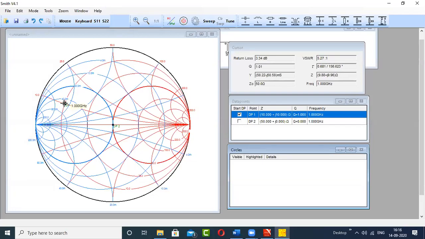Another can be: you can start moving from the load, go to the lower intersection, and from here, you go to the center of the Smith chart.